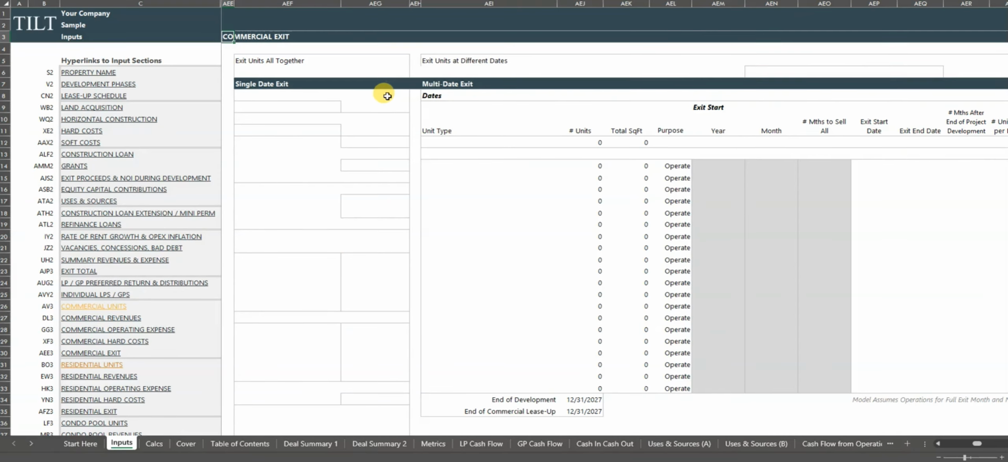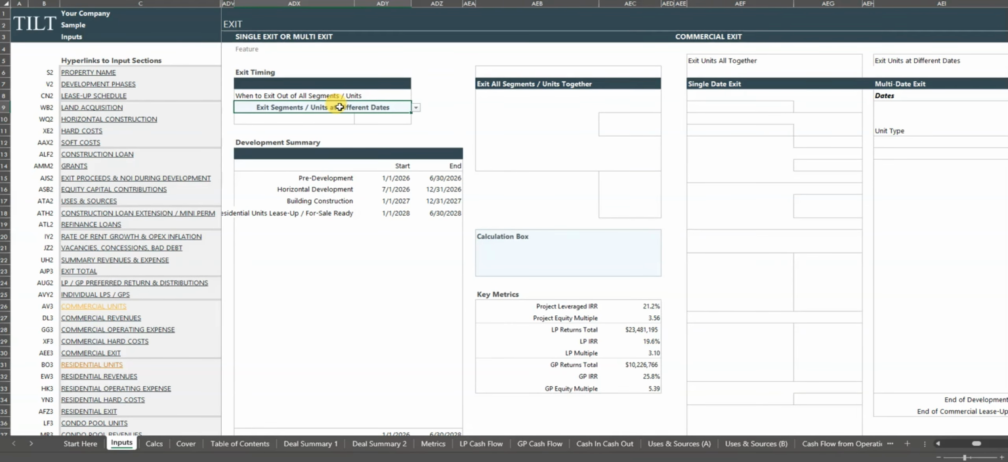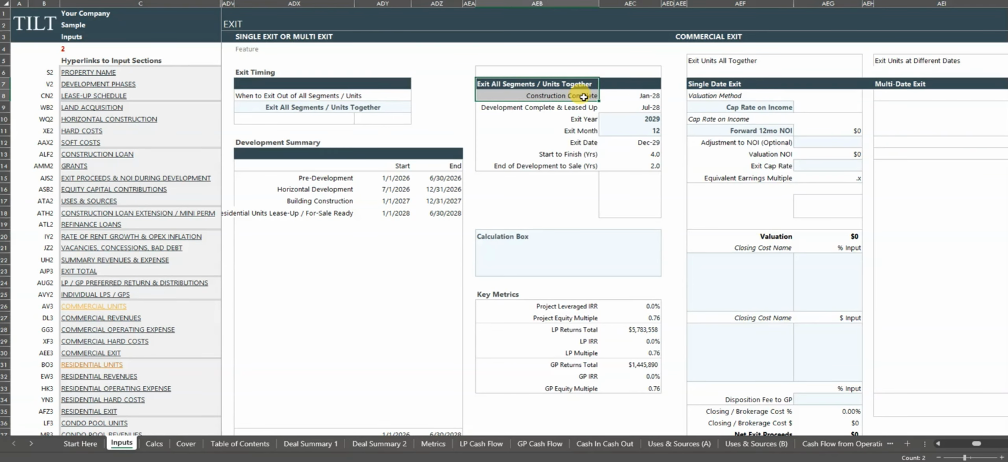the first setting I'll change actually is, you'll notice here that I have it already set to exit segments and units at different dates. But my toggle with this functionality for multi-date exit also allows me to say, nope, sell all the units and segments together at one time. This section of the inputs model becomes live. You can input the specific date to sell everything and go from there.